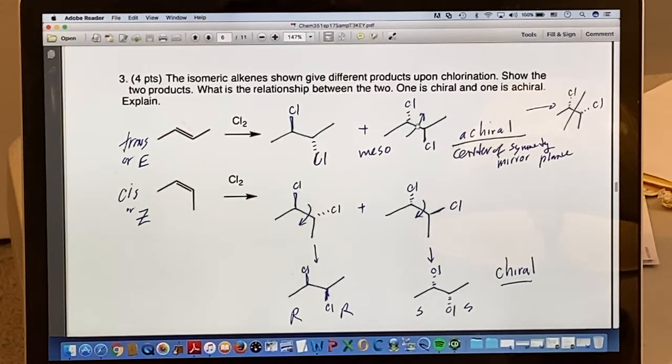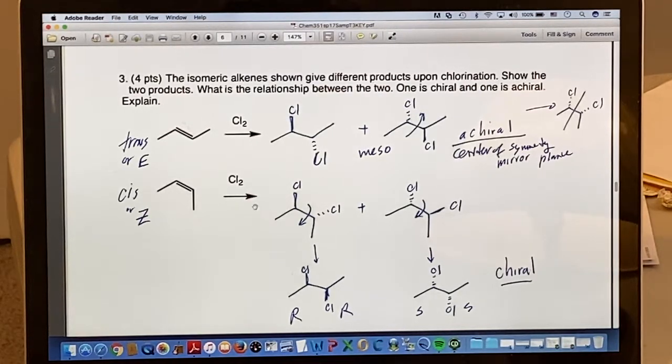And then we recognize there's a center of symmetry here. And if we rotate around here, then we see the mirror plane relationship. So this is a meso compound. These are the same. These are just different orientations of the same molecule. It has stereochemistry, right? This is the R and this is the S, and they're reflections of each other, the symmetry on both sides. So it's meso, okay?